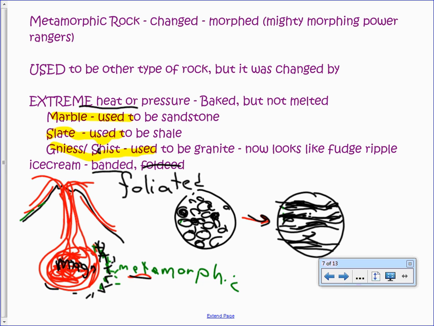You can also have, in another week or two, we're going to talk about plate tectonics and the fact that the plates of the earth move and crush into each other. So there can be extreme pressure, either from being buried deep in the ground or from being crushed and squished together. And so then you get changes like this.